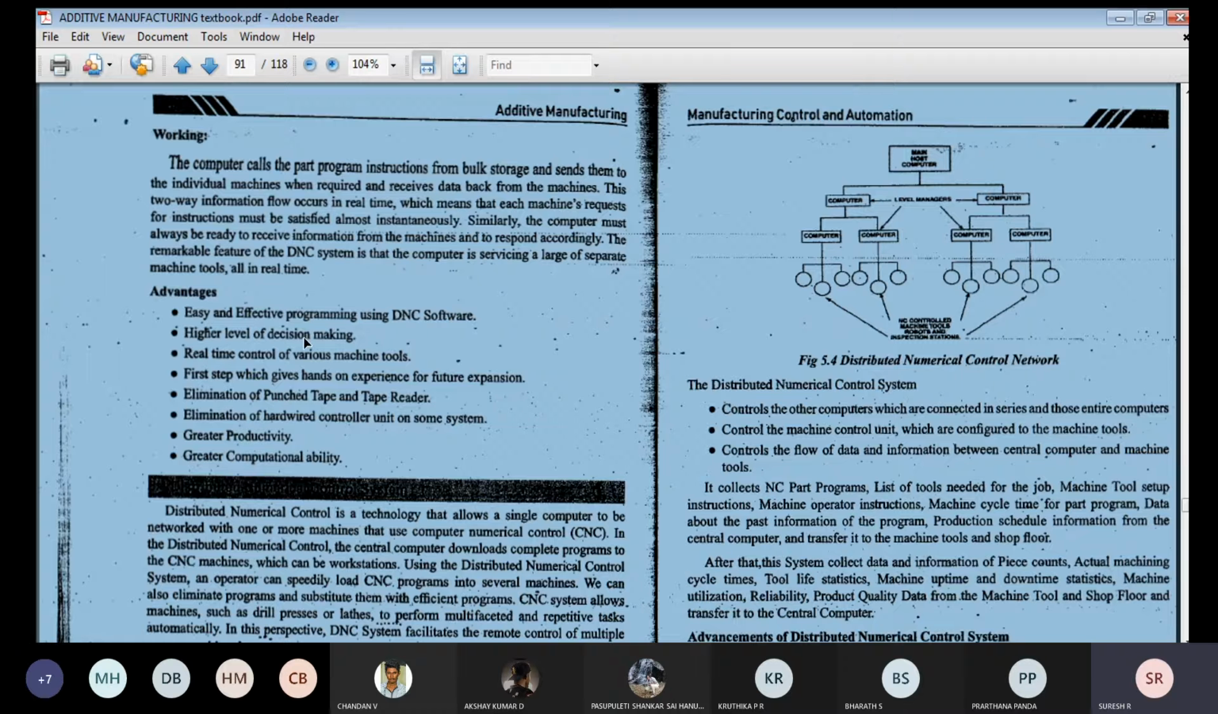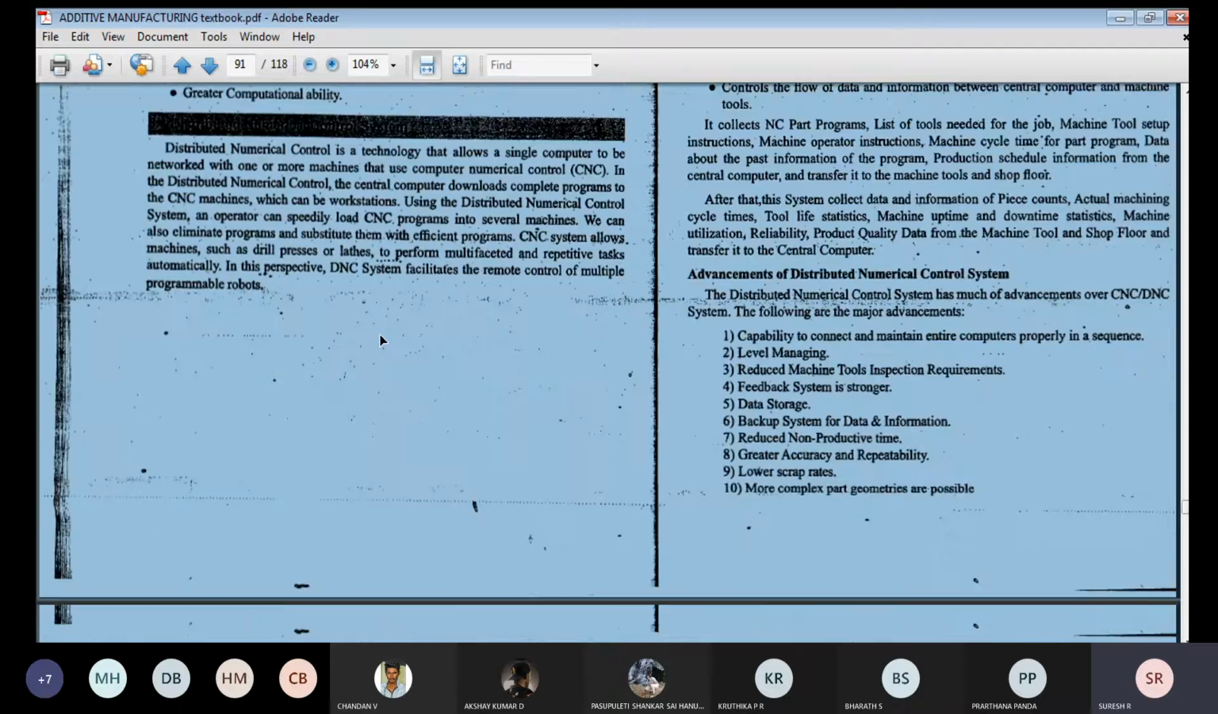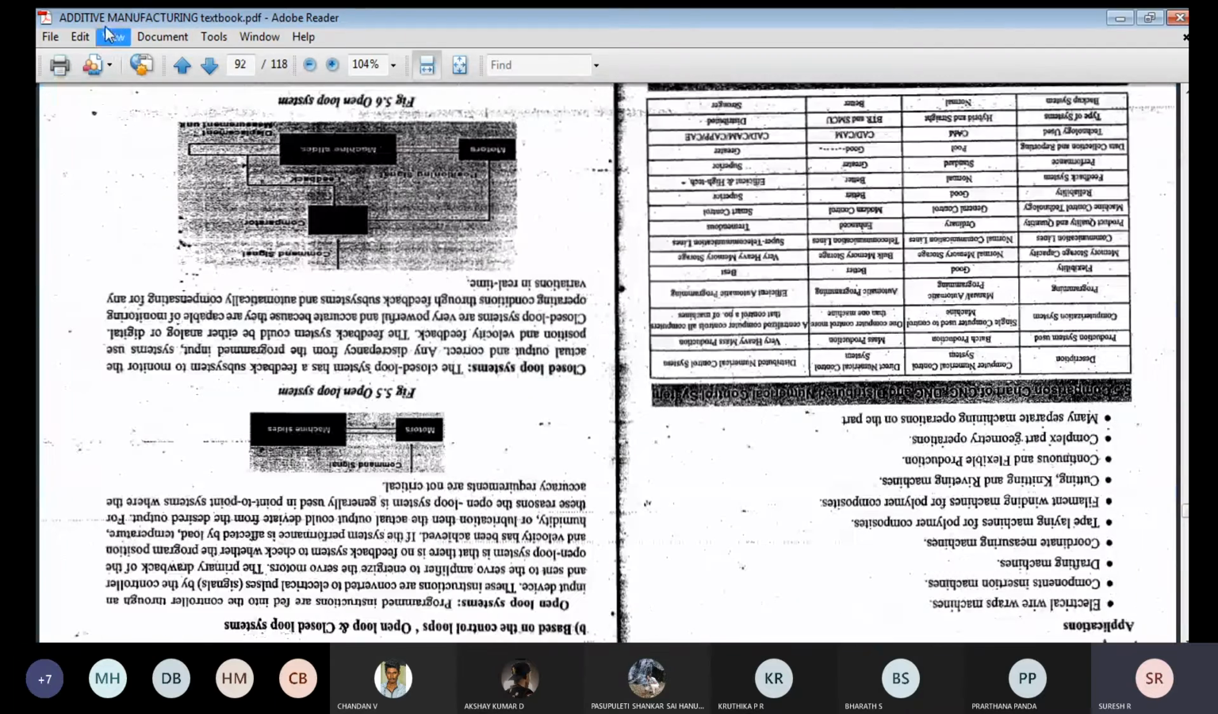A higher level of decision making is possible in DNC machines. Real-time control of various machine tools is possible. We can control n number of machines at a time. It gives hands-on experience for future expansion. It eliminates the punched tape and tape recorder input. There is elimination of the hardwired controller unit on some systems. Productivity will increase over a period of time, and greater computational ability can be obtained in the direct numerical control system. So these are some of the advantages of the DNC system.